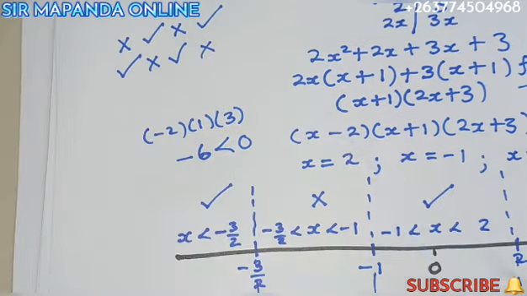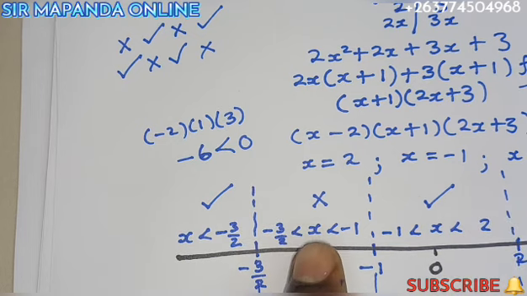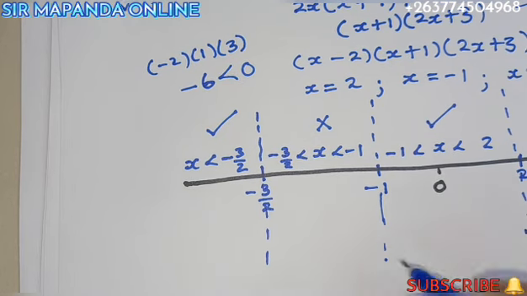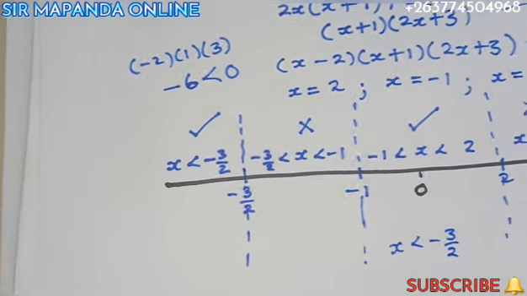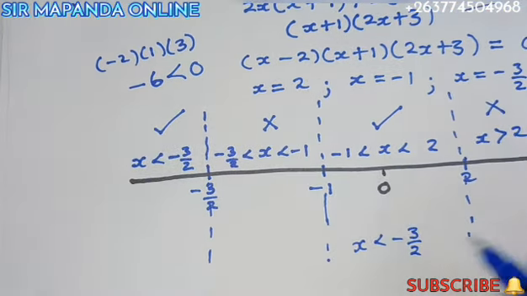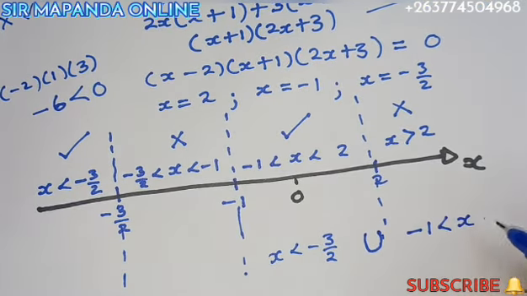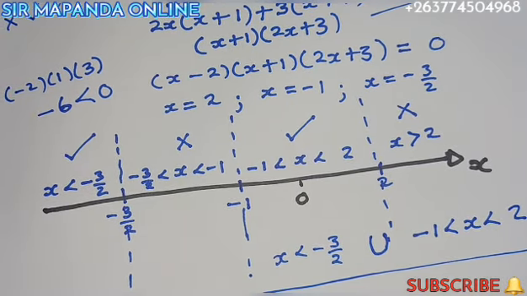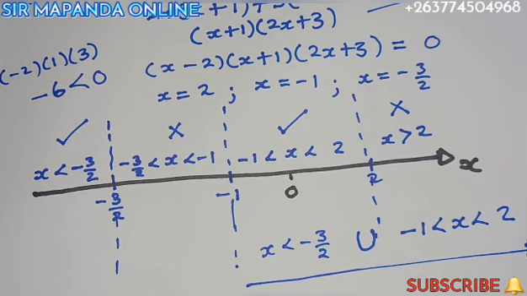There is a pattern like this, whereby if this region is accepted, the neighbors are going to be rejected. If this region is rejected, the neighbors are going to be accepted. I hope you are following. So our answer is going to be x is less than minus 3 over 2, which is the region on our far left. Then you say union, right? Minus 1 less than x less than 2. Then this is your final result. I hope you are following, class. Right. Let us move on to the next question.